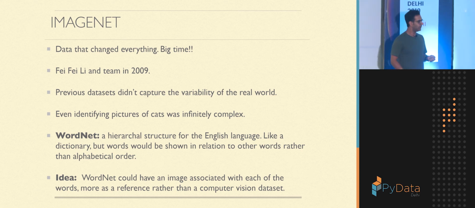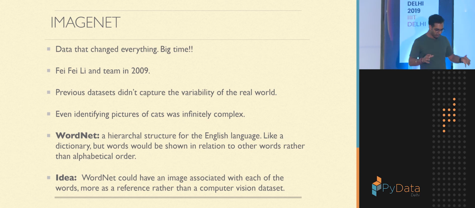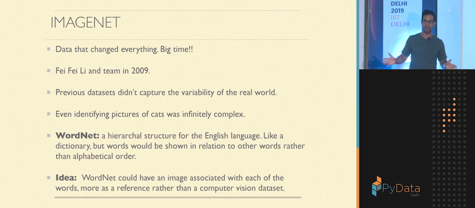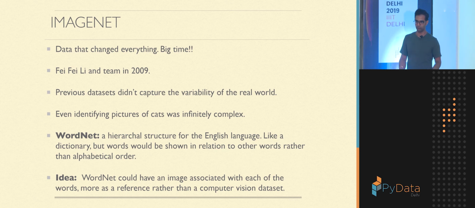The problem is that the datasets we had earlier did not really capture the variability of the real world. If you have 100 images, 200 images, and you are able to classify them, you can build a model. But can we use that in production? Can you do anything with it? It's very specific. The real world is very diverse, the images, the things that we want to do.